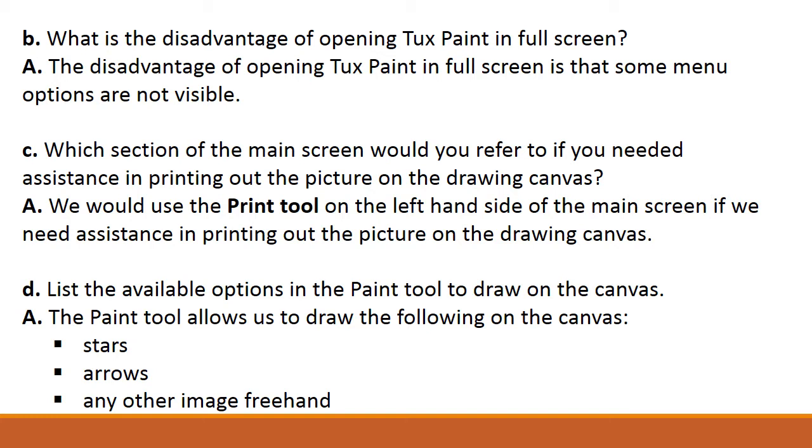The next part is: list the available options in the paint tool to draw on the canvas. The paint tool allows us to draw the following on the canvas: stars, arrows, any other image freehand. Whenever we click the paint tool, these options are associated with the paint tool.